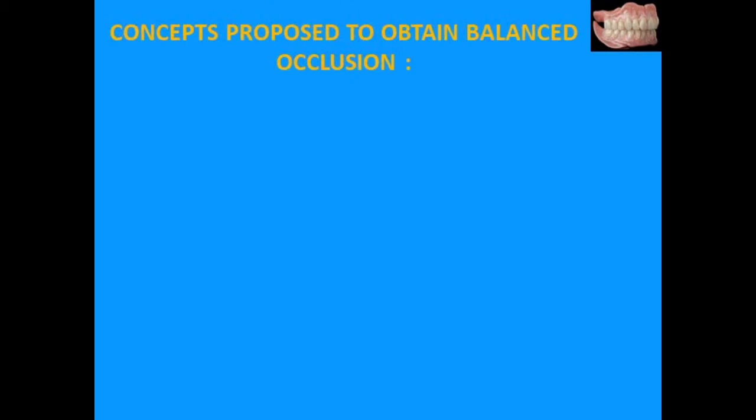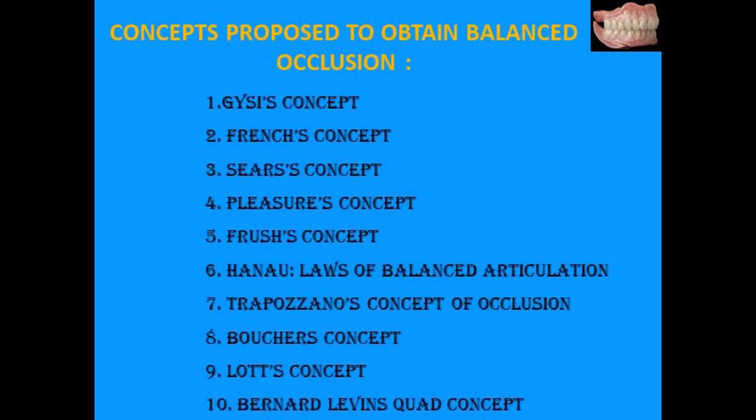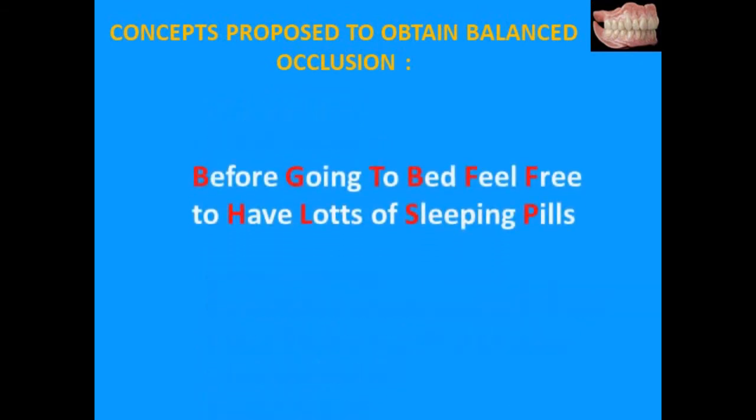So there are around 10 concepts, and they are the Gysi's concept, which is the first concept towards obtaining balanced occlusion. Then the French, the Sears, Boucher's and Frush concept. The Hanau's laws of balanced articulation, which was later modified into 5 factors, that is the Hanau's quint, which is a very important short note. Then comes the Trapozzano's concept of the triad of occlusion, the Boucher's concept, Lott concept, and finally Bernard Levin's quad concept. So let us see the mnemonic to remember these 10 concepts. That is, before going to bed, feel free to have lots of sleeping pills. Hope this mnemonic helps you in exam.